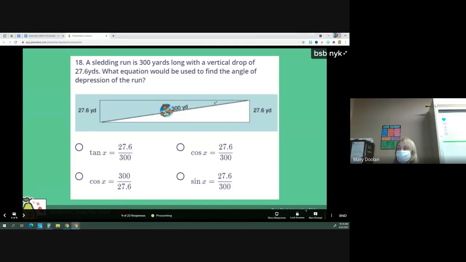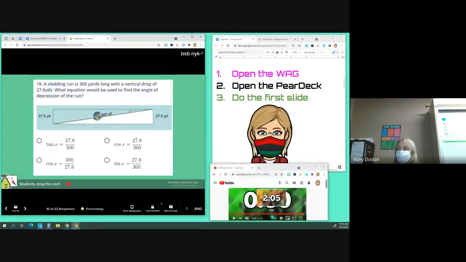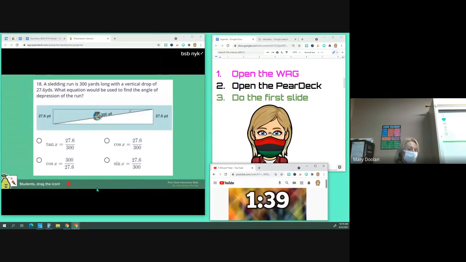So I have 9 responses so far. I'm going to give you a couple minutes here just to think about this. If you're at home, you can write this down on a piece of paper and start labeling sides. Write down SOHCAHTOA. Which of those is the correct equation? If any of you want to use whiteboard markers, there are whiteboard markers back there that you can use. Okay, and there's whiteboards out.